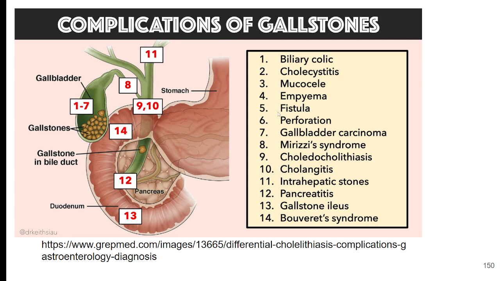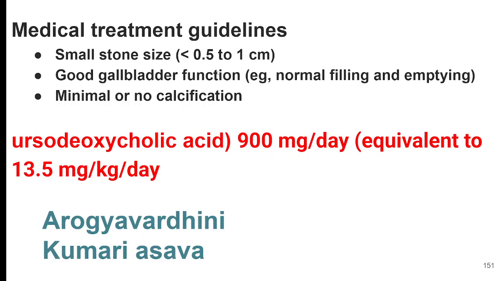We will not discuss all these complications separately, but we will refer to some of those which are important from the clinical point of view. Now, medical treatment guidelines. Asymptomatic, uncomplicated gallstones are treated primarily by medical treatment, and the guideline is usually ursodeoxycholic acid, a bile salt, given at a high dose of 900 milligram per day. It has a high benefit ratio if the stones are small, 0.5 to 1 centimeter, with good gallbladder function and no calcification. In these conditions, medical treatment is advised.